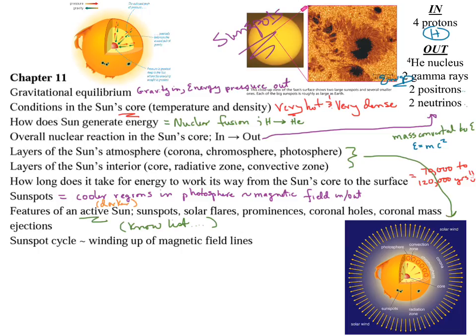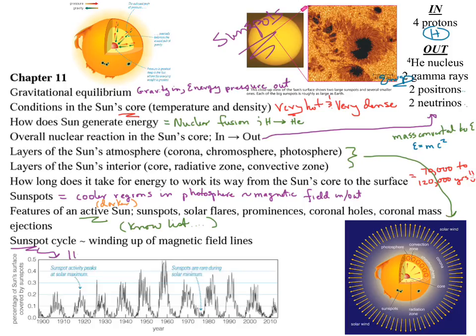So we have sunspots, solar flares, prominences, coronal holes, coronal mass ejections. That last one are the big ones, the CMEs, coronal mass ejections. So those are all associated with what we call an active sun. And then in general, the sun's activity varies. We call it the sunspot cycle, but it's just the solar activity cycle. And it varies with our 11-year cycle.